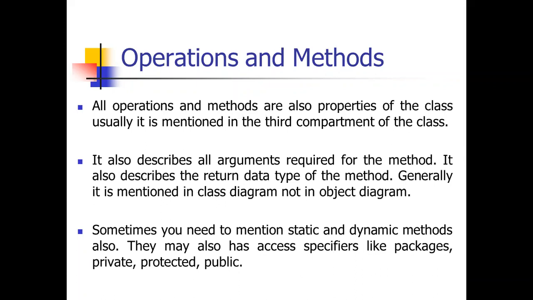Generally, this is mentioned in the class diagram, not in the object diagram. We saw before, in that slide, the notations for the object diagram and class diagram. Sometimes you need to mention some static and dynamic methods also. They may also have access specifiers. We have seen some access specifiers like package, private, protected, and public, and the notations for those visibilities.